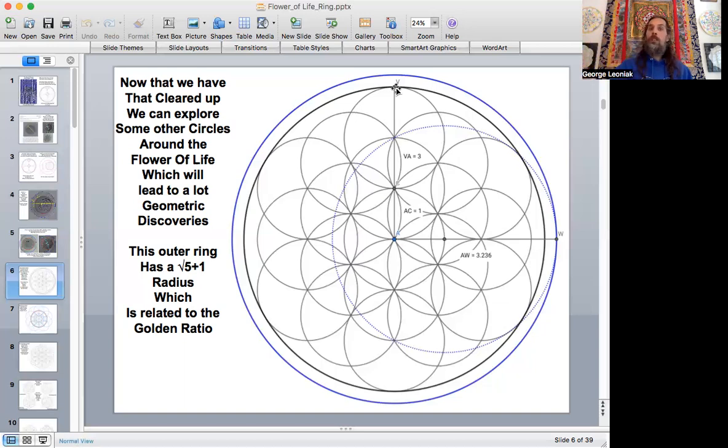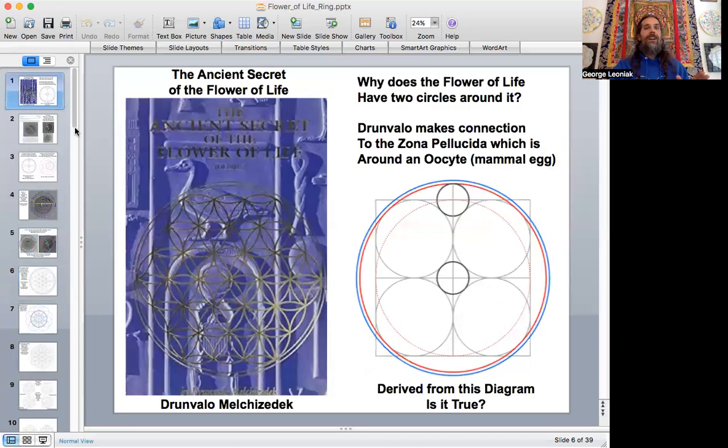And I said, well, geez, maybe that's what Drunvalo had in his measurement, but it turned out not to be. So then I went back and looked at the Zona Pellucida and came up with that other circle construction. Now, this circle construction I'm showing you here is not related to the Zona Pellucida.